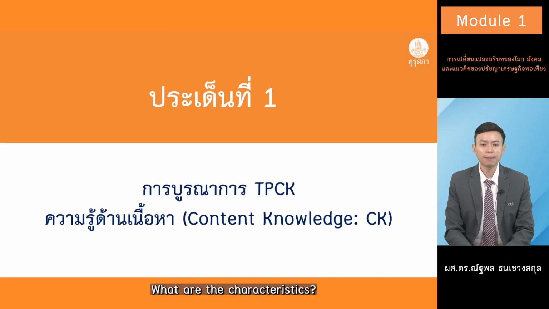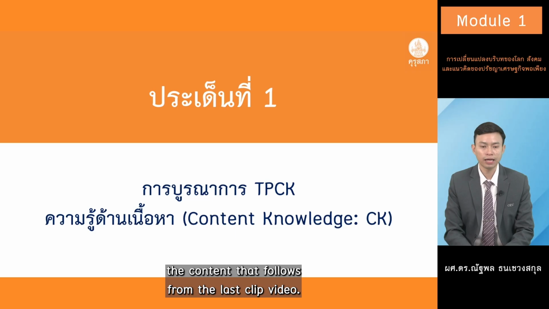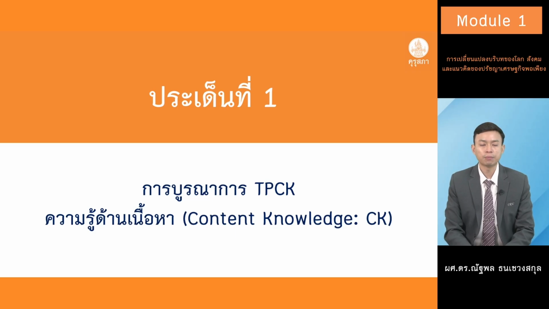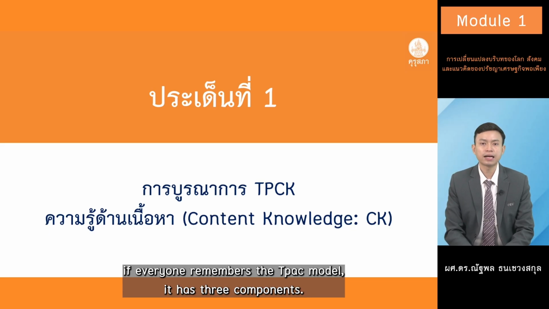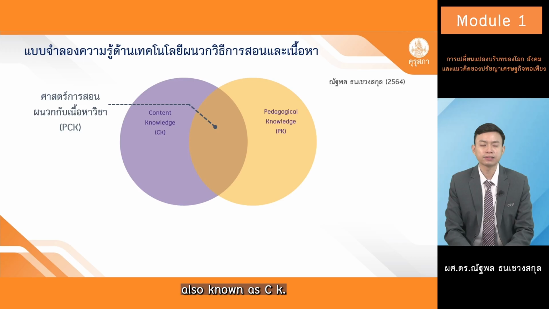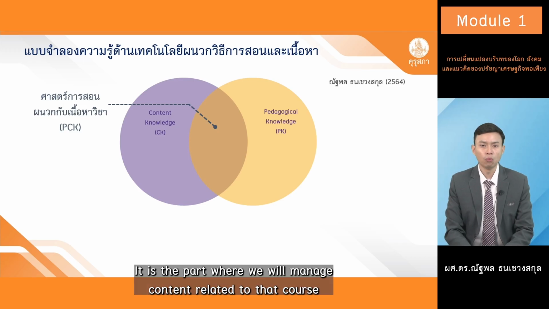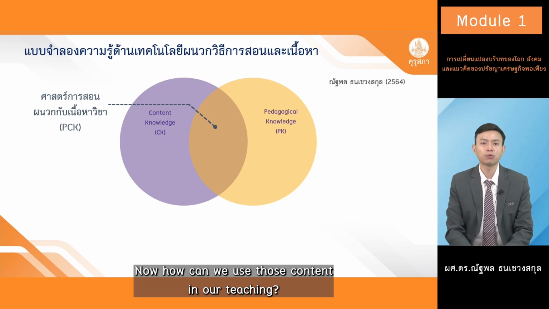What are the characteristics? But first, please allow me to briefly review the content from the last video clip. The TPCK model is a technology knowledge model combining teaching methods and content. If everyone remembers, the TPCK model has three components. The first part that we will talk about today is content knowledge, also known as CK. It is the part where we manage content related to that course or learning unit. Now, how can we use those contents in our teaching?